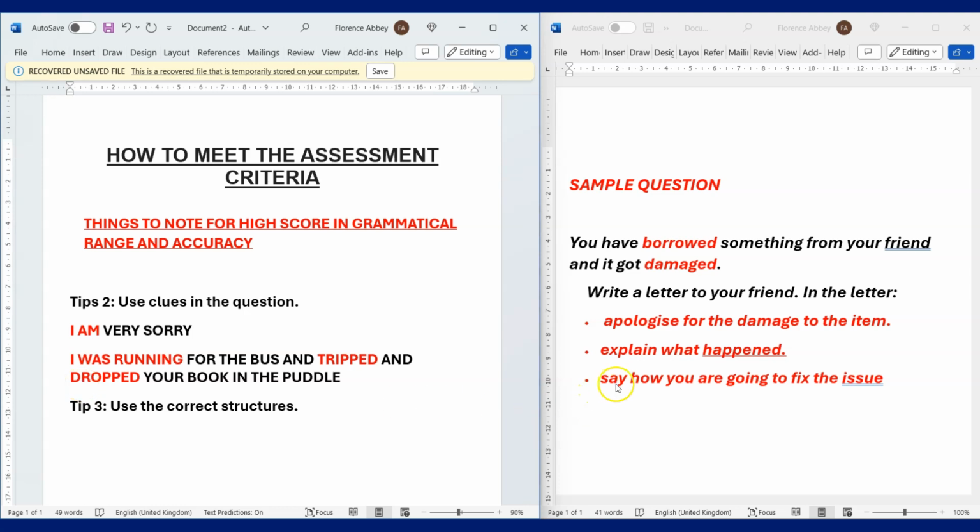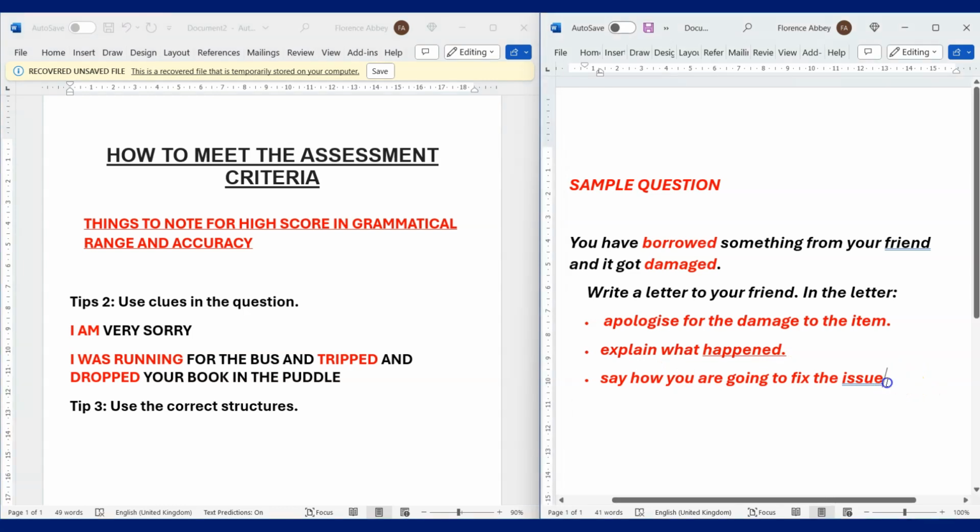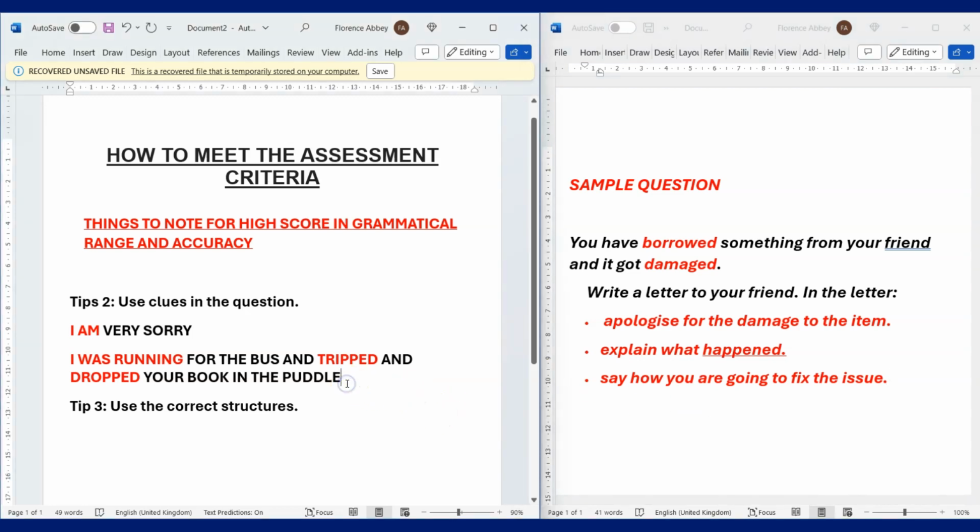Now the third bullet point shows that we should say how we are going to fix the issue. For that reason, it tells us that this is something in the future. This is what we are going to do. We have not done it yet. We are going to do it. So if we are going to do it, then our tenses should be in the future.